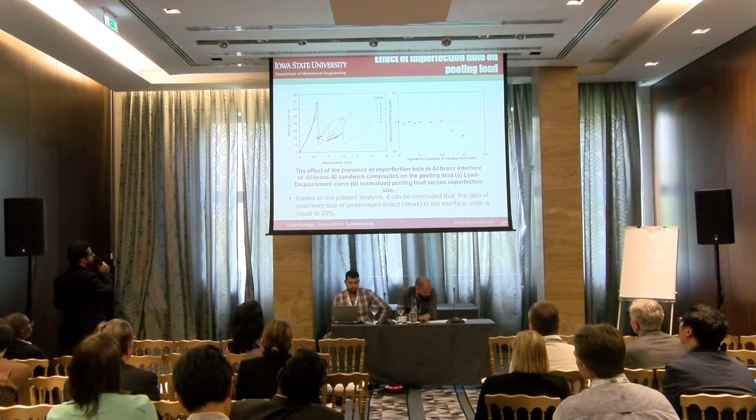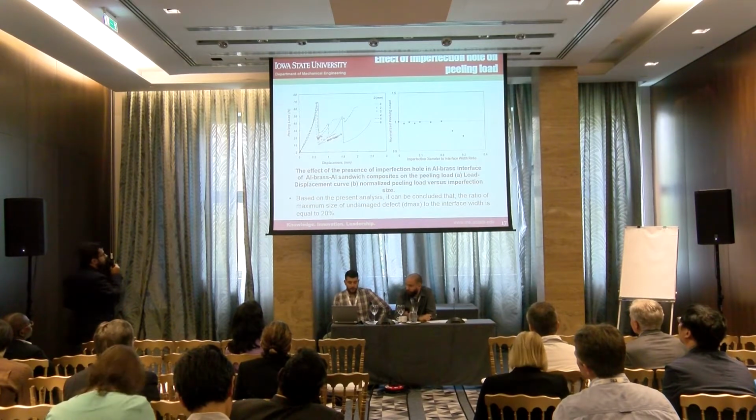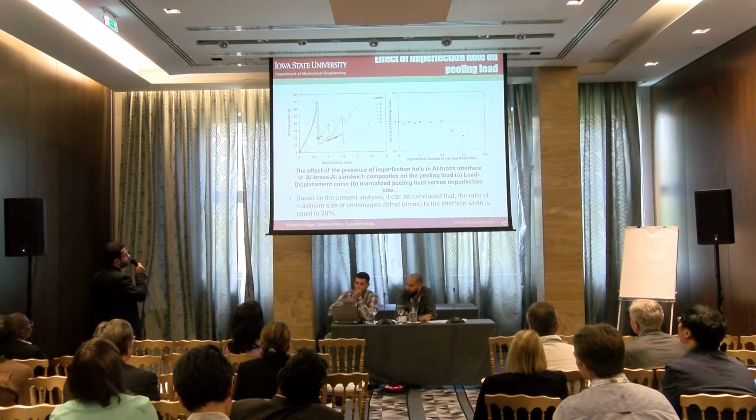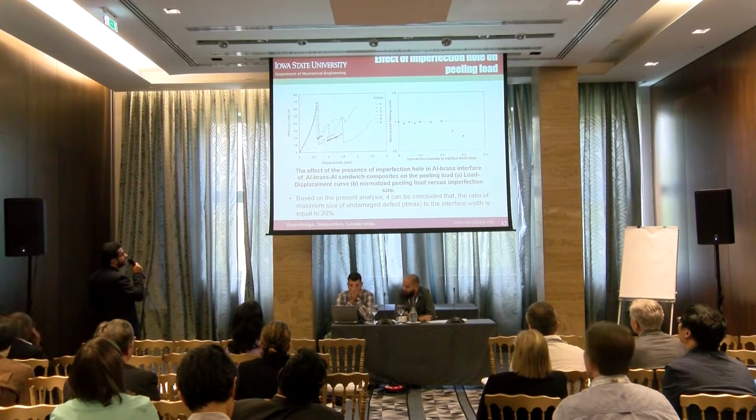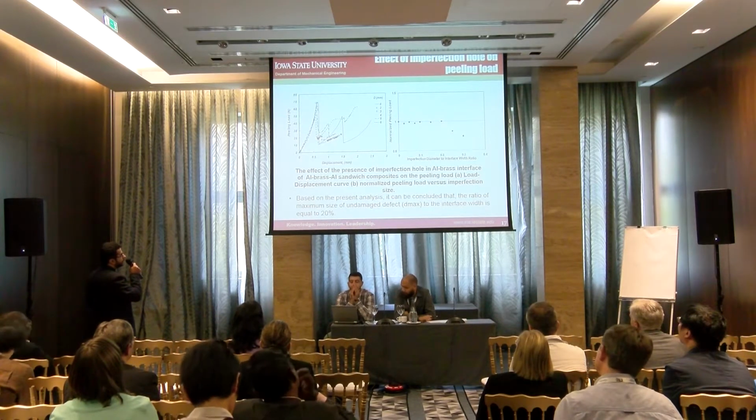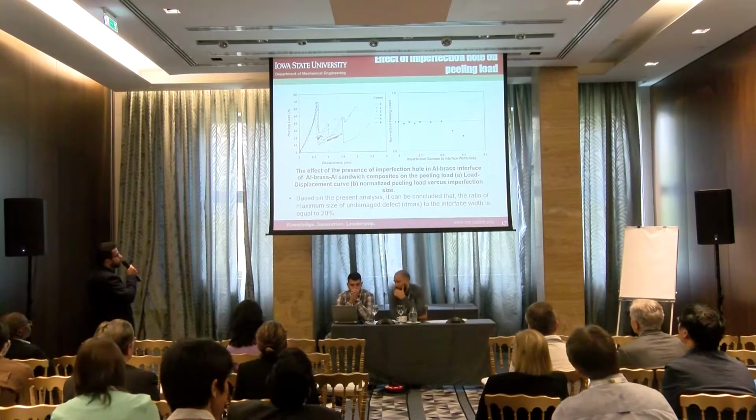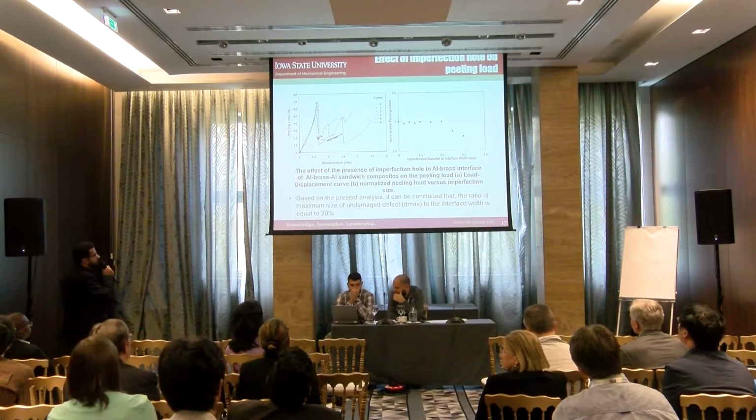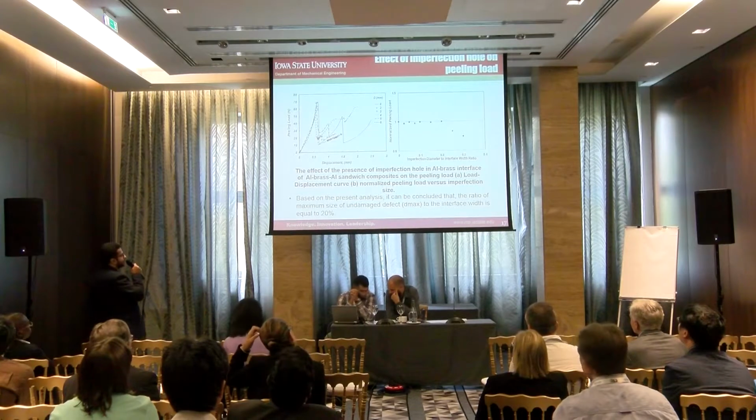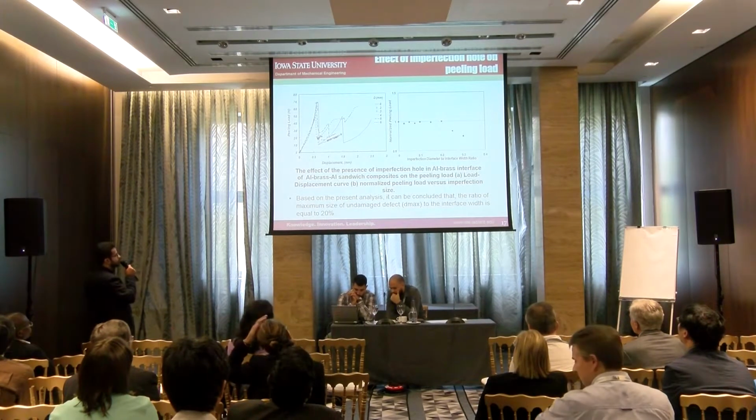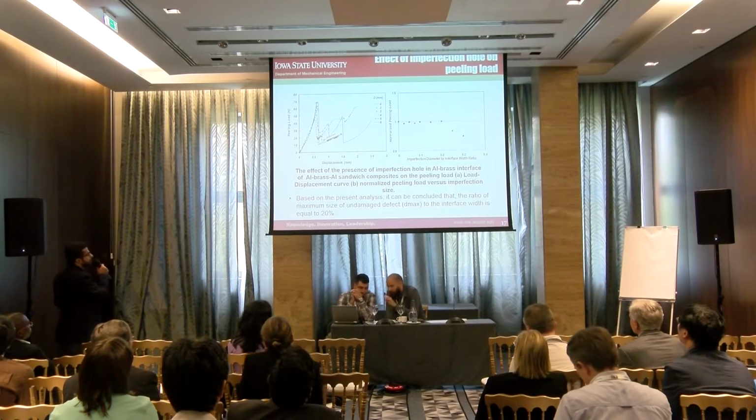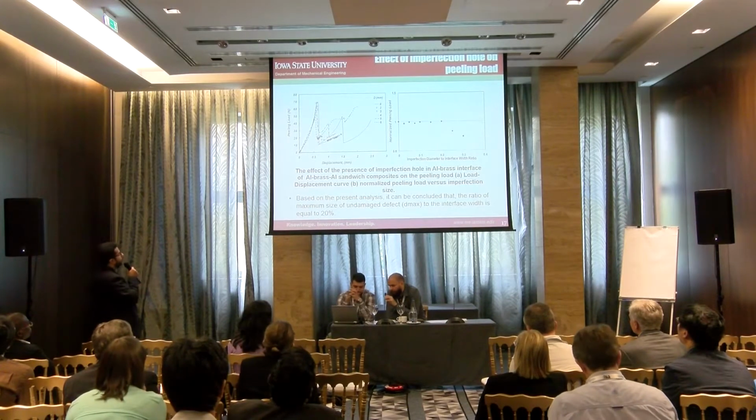However, as this increases, we have an increase in the average peel strength. When we normalize it, we have this up to the ratio of 20%. Before that, we have a decrease in the peeling stress. So, based on the present analysis, it can be concluded that the ratio of the maximum size of undamaged defect Dmax to the interface width is around 20% for just the current study.